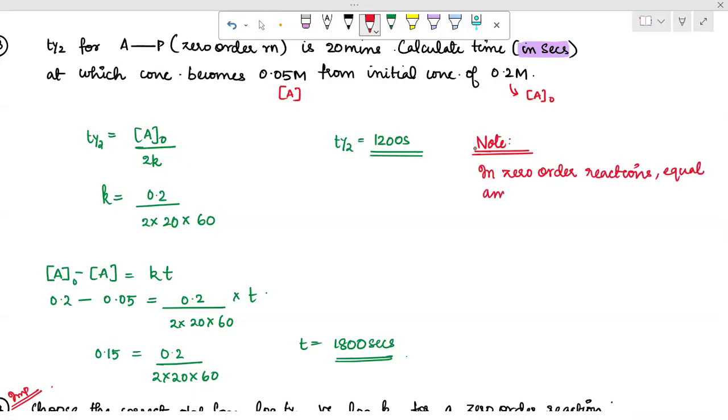equal amount of reactant drops in equal intervals of time. I'll explain. Please note down: equal amounts drop in equal intervals. That's all.